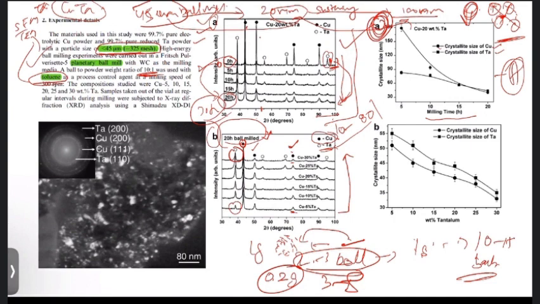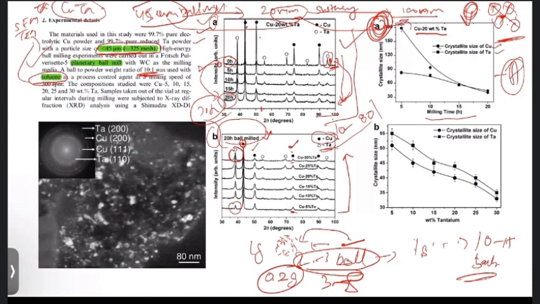Now both have 20%. Copper is 20% and tantalum is also 20%. Copper is 1, so tantalum is 1 of 20%. Okay. Now see how the size has decreased over time.